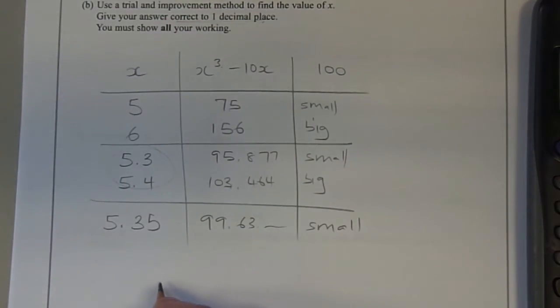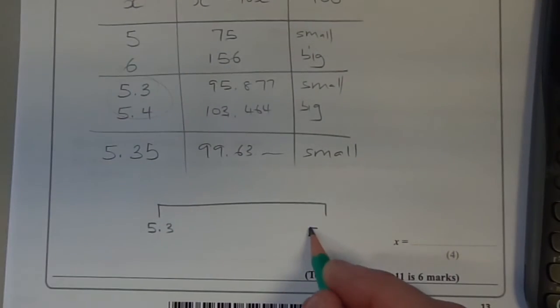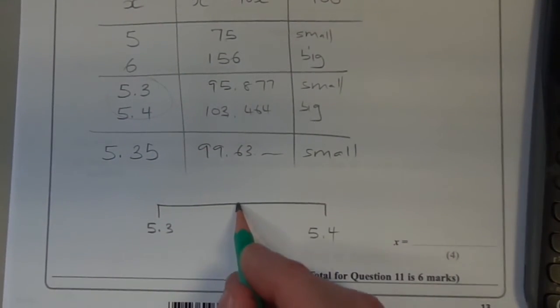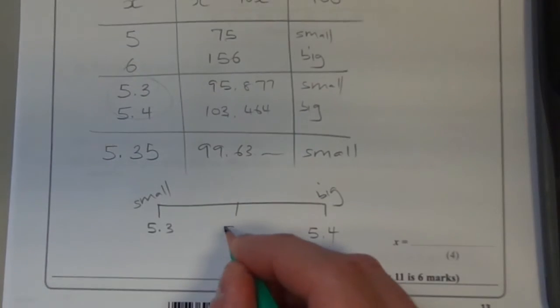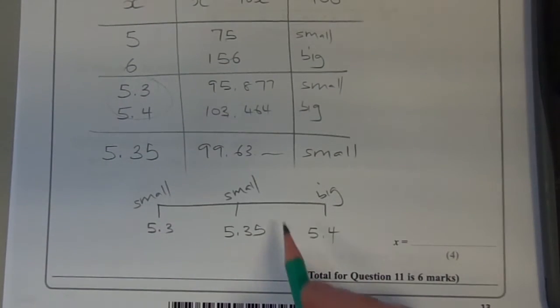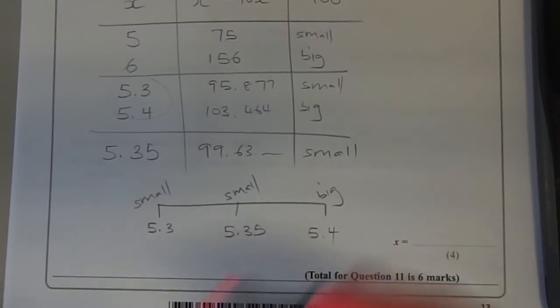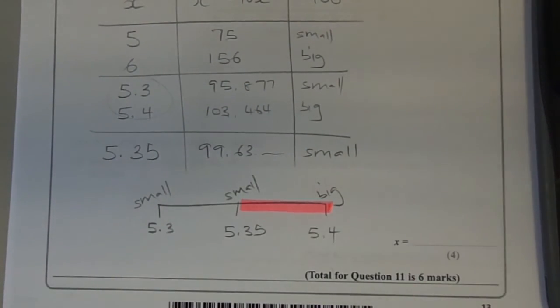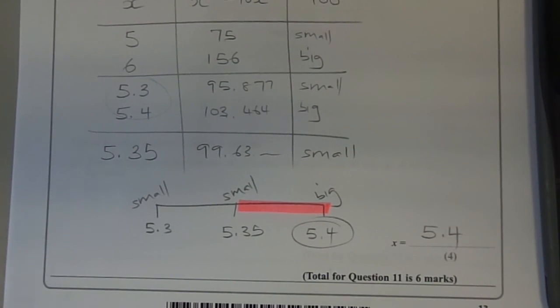Now, I'll draw a number line to help explain this final part. We know that the solution lies somewhere in between 5.3 and 5.4. We know that this one was too small and this one was too big. We've tried the halfway point, which gave us a value which is too small. Therefore, the solution has to lie in this range here somewhere, and whatever value it actually is in here, when we round it to the nearest one decimal place, it's going to end up as 5.4. So that is our solution, correct to one decimal place.